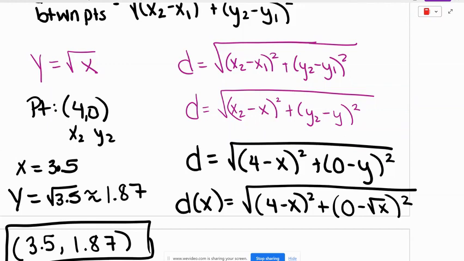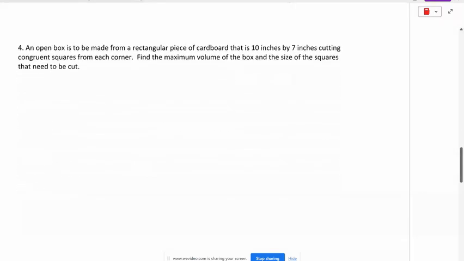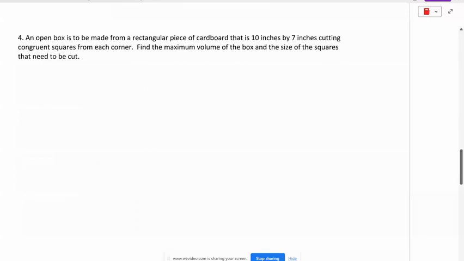Okay, let's go to number 4. We'll try to come back to number 3 if we have time, but I want to switch this up. An open box is made from a rectangular piece of cardboard that is 10 inches by 7 inches, cutting out congruent squares from each corner. Find the maximum volume of the box and the size of the squares that need to be cut out.